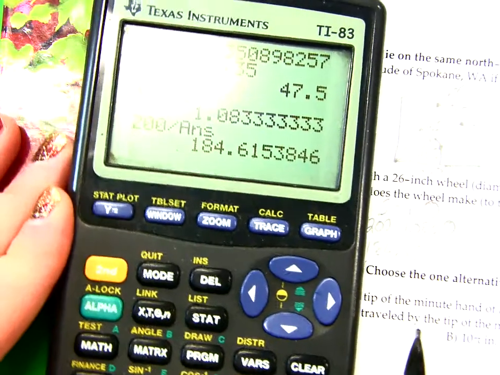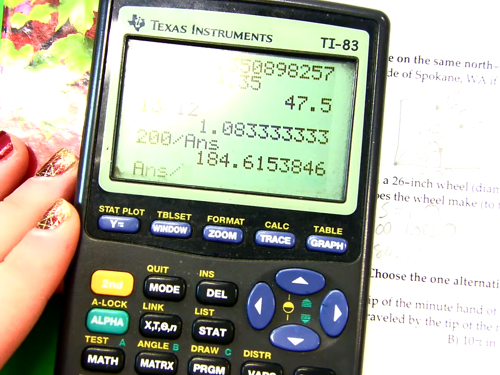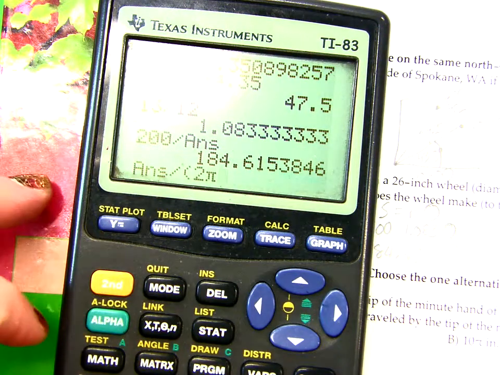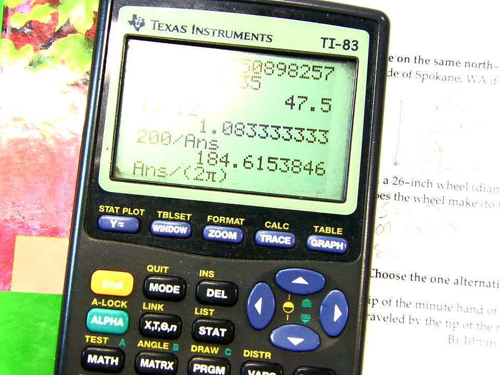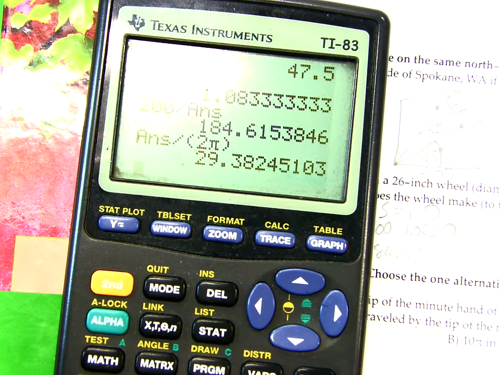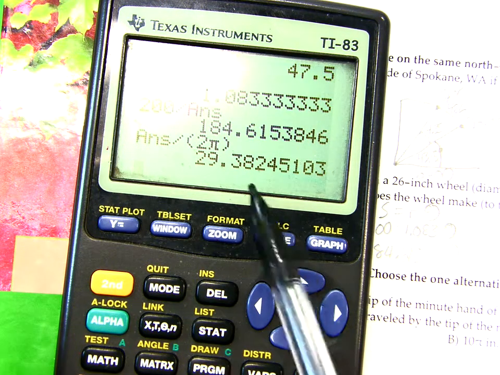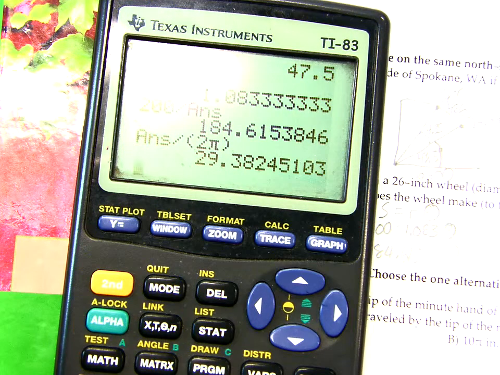Don't make the same mistake that I did on the other problem, though. When you divide this number by 2 pi, you have to put it in parentheses. Otherwise, it's going to divide by 2 and then multiply by pi, and that's not what you mean. You mean that. 29. So, to the nearest revolution, we're going to round that down to 29. So we have made 29 revolutions for this wheel to go 200 feet.